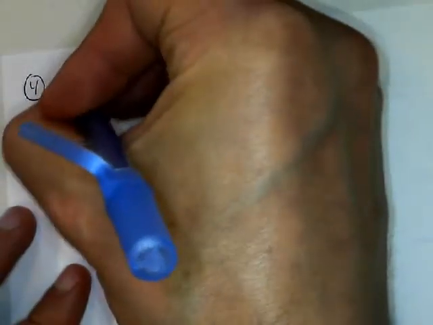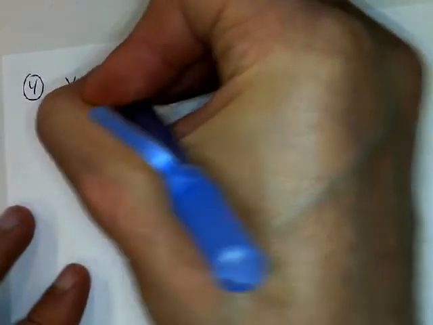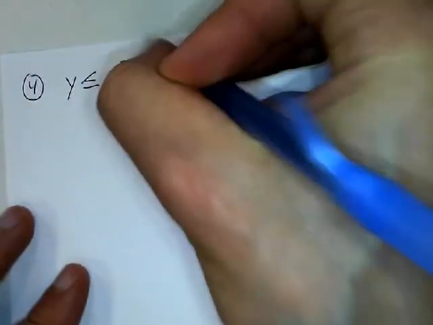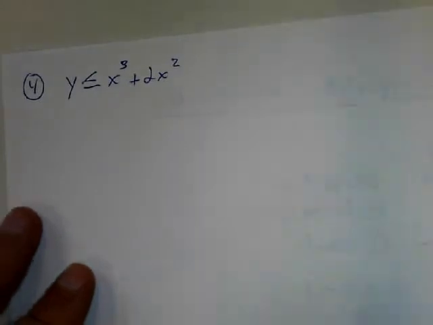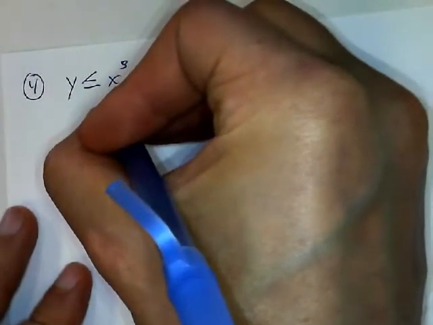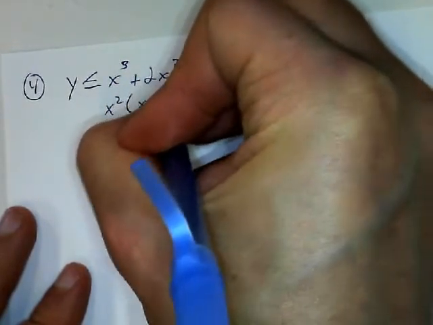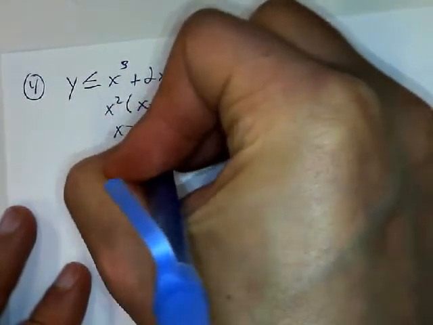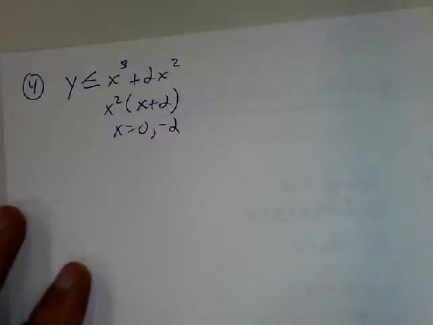Let's do one or two more. So number 4: let's do y is less than or equal to x cubed plus 2x squared. So a little bit harder. Again, we don't have to solve it, we just have to graph it. When we graph this, we can pull out the x squared, and we're left with x plus 2. Therefore, x is equal to 0 and negative 2 in our sign analysis.